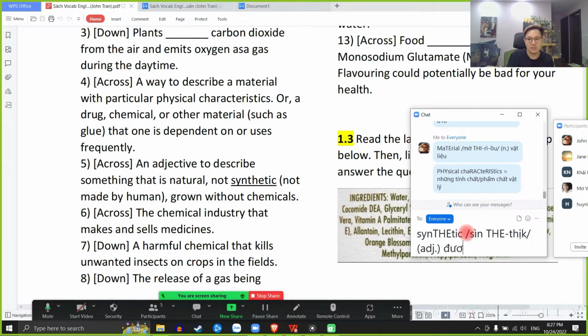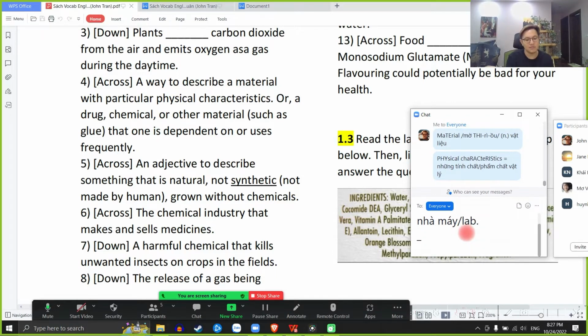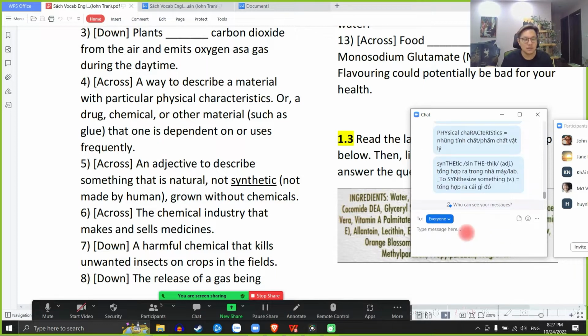Synthetic means được tổng hợp. Tổng hợp ra trong nhà máy hoặc trong lab. Đó là synthetic. It comes from the word to synthesize something. Tổng hợp ra cái gì đó. Not synthetic means not made by human. Nó không phải được tổng hợp ở trong nhà máy, tức là không phải được làm ra bởi con người. Grown without chemicals. Được trồng không có hóa chất. It's an adjective you have to put in there.